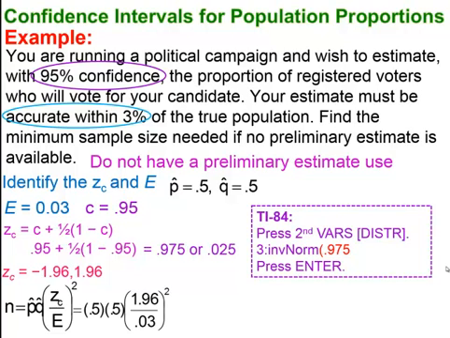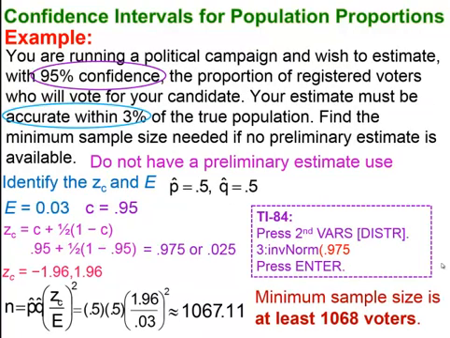So now we're going to plug everything in. Again, the p hat and the q hat are 0.5, and then in parentheses you want your critical value, which is that 1.96 based on the level of confidence, divided by your error, which is that 0.03, and squared. You could put this all in the calculator just like this, and you should get approximately 1067.11. You always have to round up. So make sure you round your answer up, and you should have a minimum sample size of at least 1,068 voters.